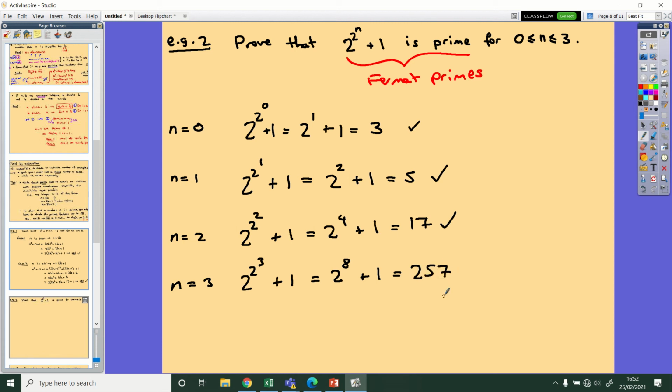Okay. Now, I'm not quite sure if 257 is prime. So I'm going to use my trick from the previous slide that I showed you. So I'm going to work out the square root of 257.